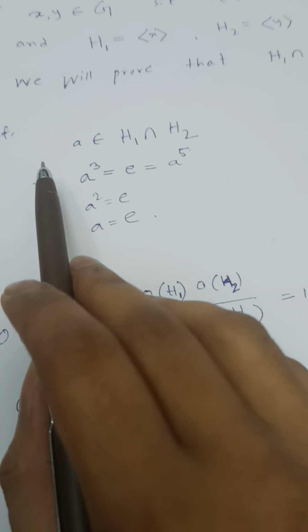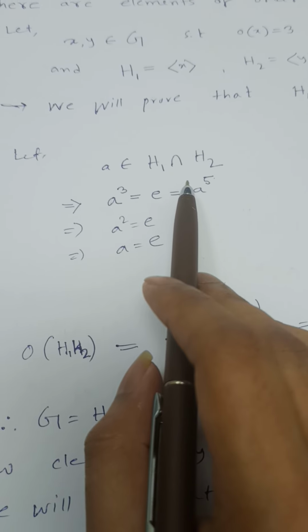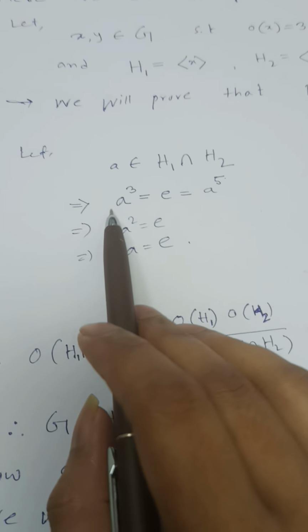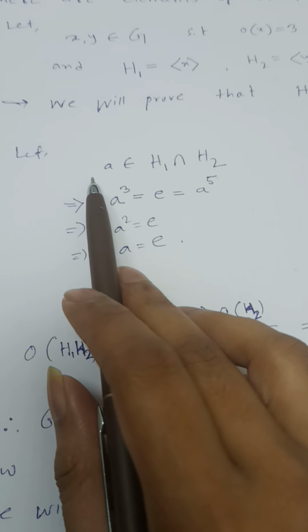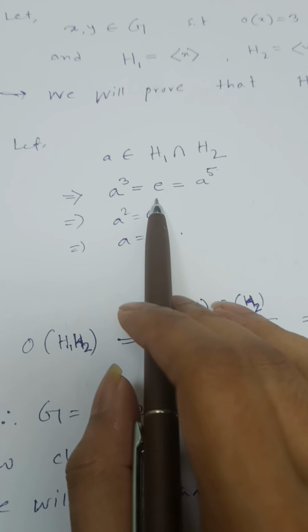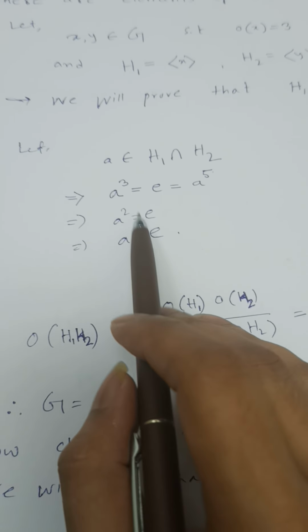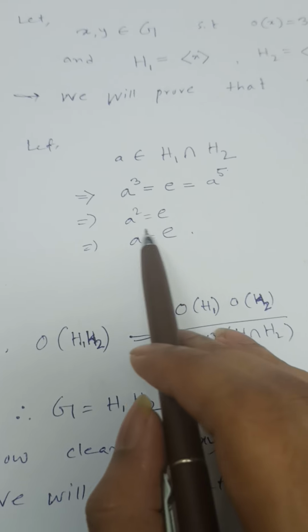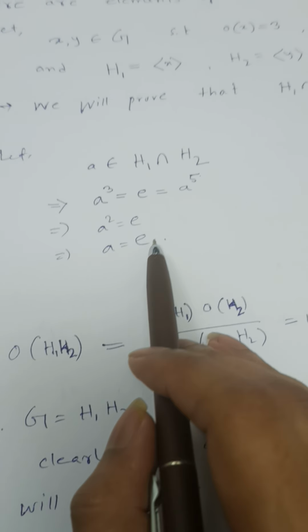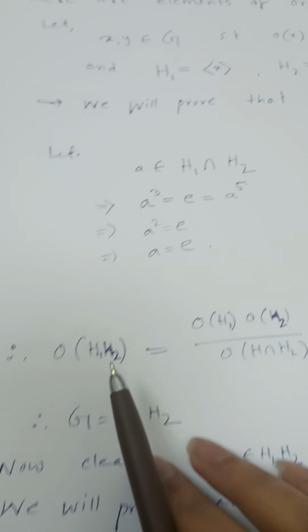Now our first target is to prove that H1 intersection H2 is basically the identity element. To prove that, let A belong to their intersection. For that reason A cube equals identity, and since A belongs to H2, A to the power 5 equals identity. After cancellation I will get A square equal to identity, and again by cancellation I will get A equal to identity. So in the intersection of H1 and H2 there is only the identity element.